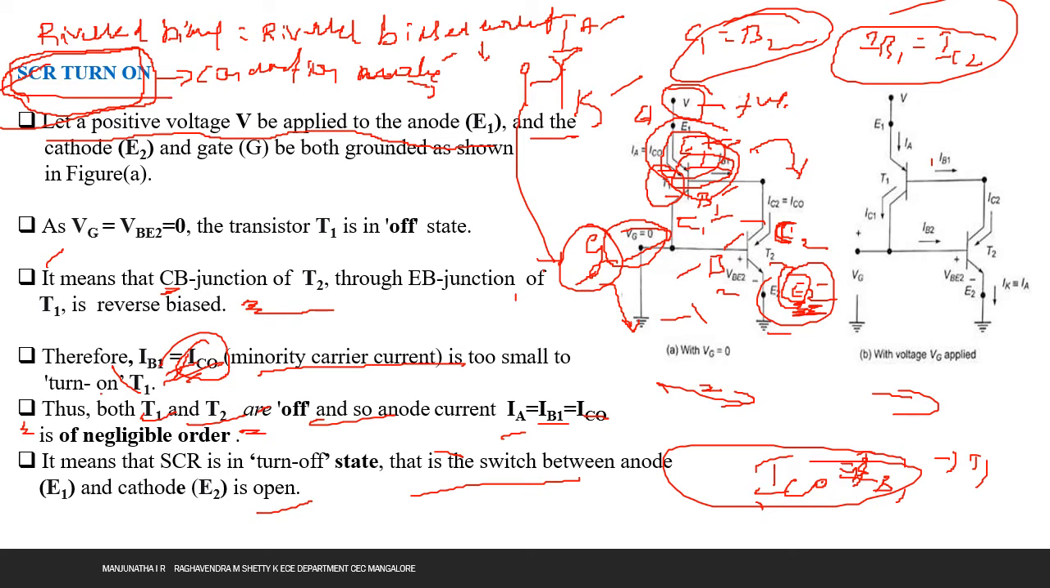This is a prerequisite condition: Vg should not be 0 voltage. It should be other than 0 voltage. If Vg becomes 0 voltage, T1 and T2 are both turned off. So we should not make Vg 0 voltage. It should be some voltage, positive or negative. We'll discuss that later.